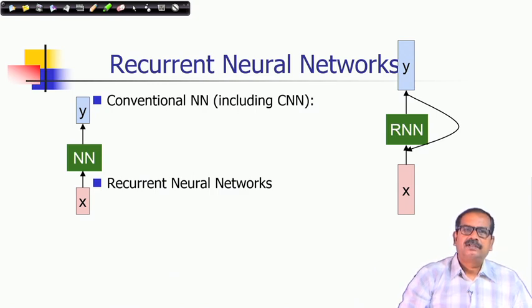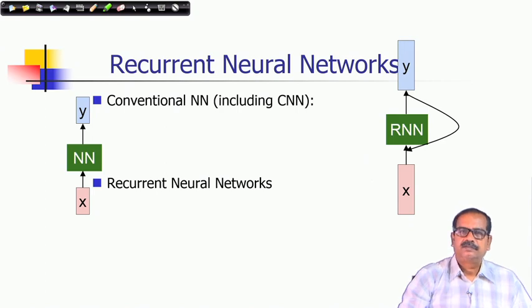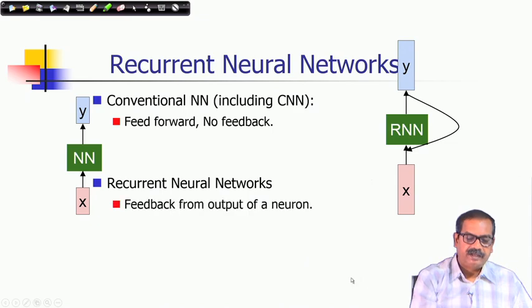For example, in the conventional neural network, including CNN, there is no feedback. It is shown on the left side, the green NN block, where the input is x and the output is y, and there are no connections from the output back towards the input. Whereas in recurrent neural networks you have a feedback, a connection from the output part to the input block. So, the conventional neural network is feed forward with no feedback, whereas in recurrent neural networks you have feedback from the output of a neuron.